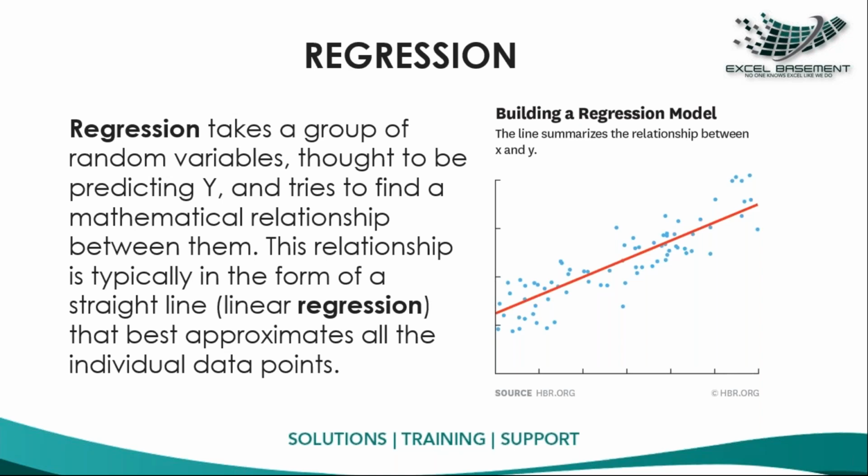So regression takes a group of random variables to predict y and tries to find a mathematical relationship between them. This relationship is typically in the form of a straight line, as you can see in the picture, which is called linear regression. And remember that non-linear regression also exists. But in this webinar, we will be mainly focused on linear regression.